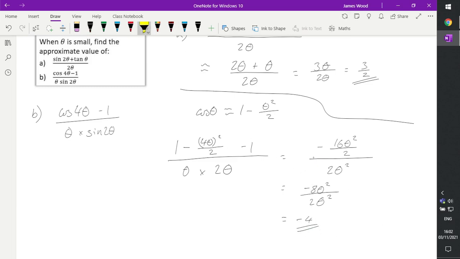So the thing to go careful of here is that instead of theta, I've got 4 theta. So it needs to be 4 theta, and then that's that whole term there being squared. So you get 16 theta squared. That's normally the place where people go wrong in these questions.